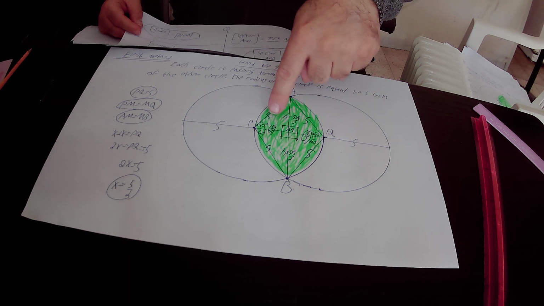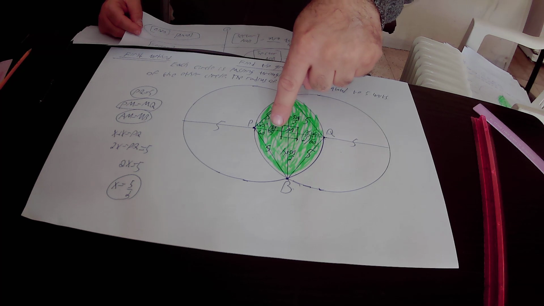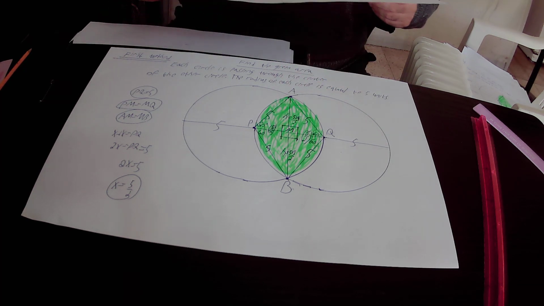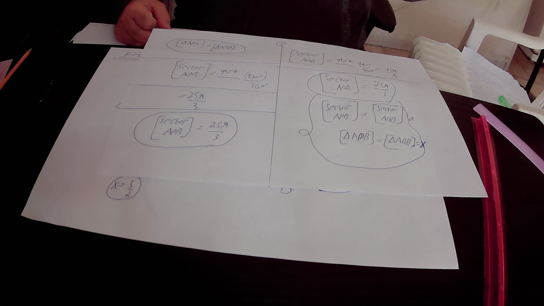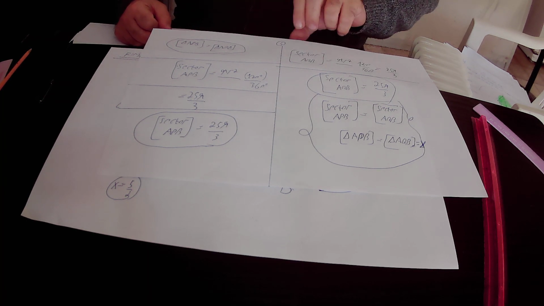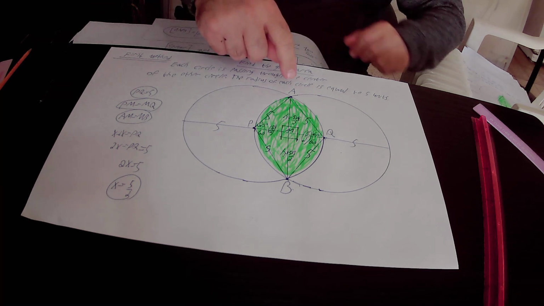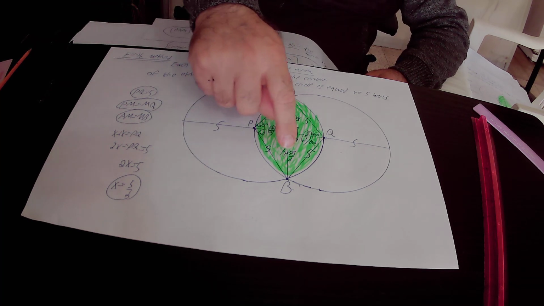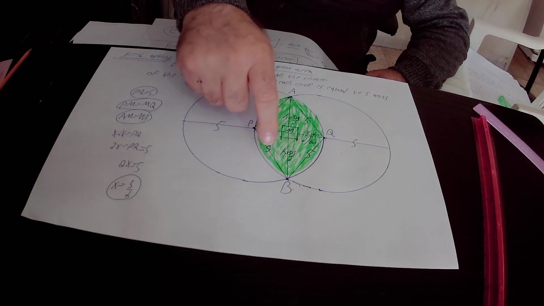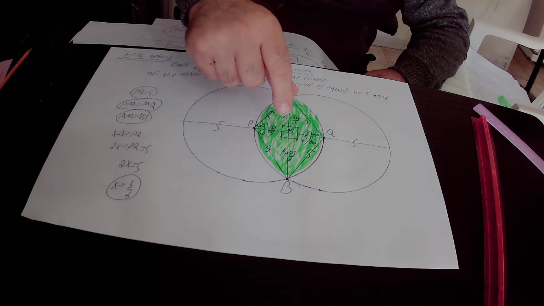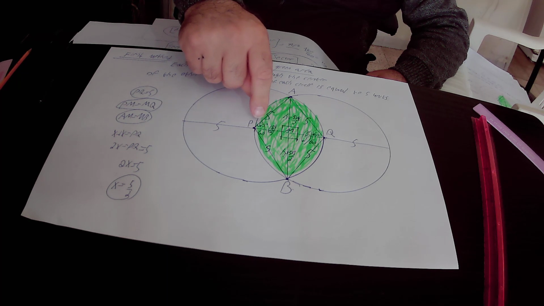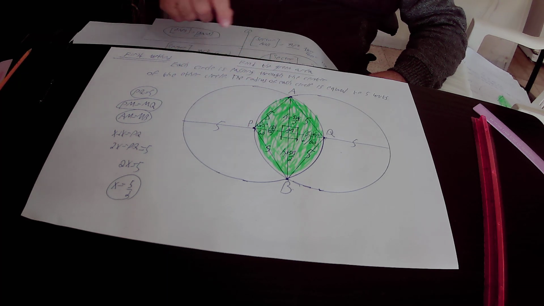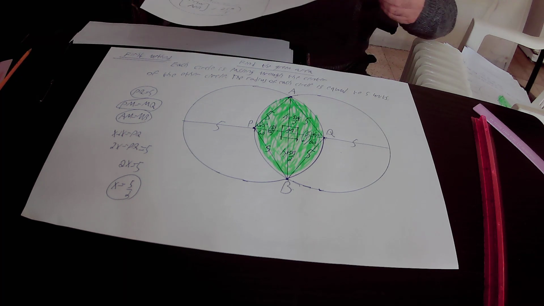It will be equal to pi r squared times 120 degrees over 360 degrees. So this is sector APB, and the area of sector APB equals pi r squared times 120 degrees over 360 degrees. And r equals 5.